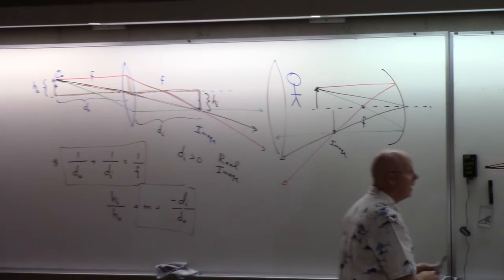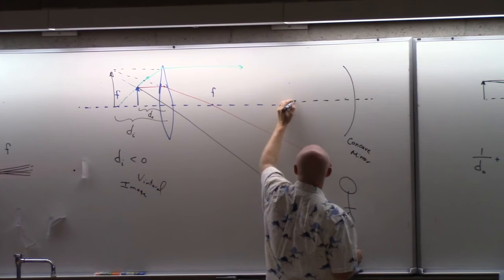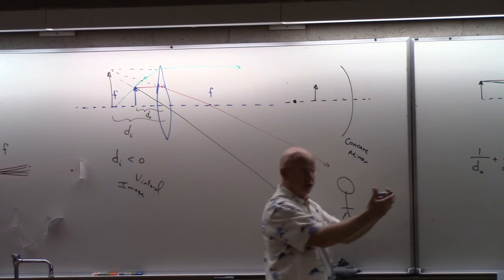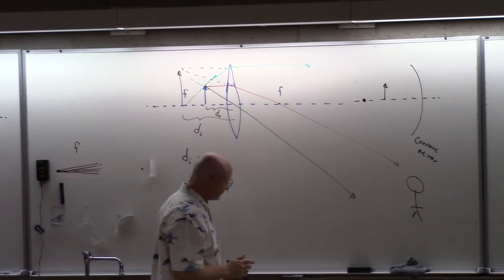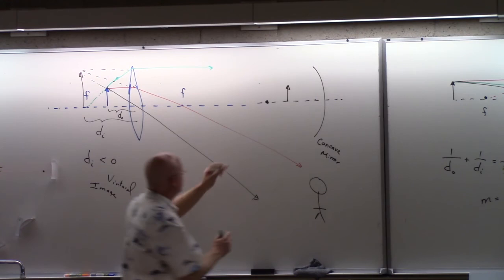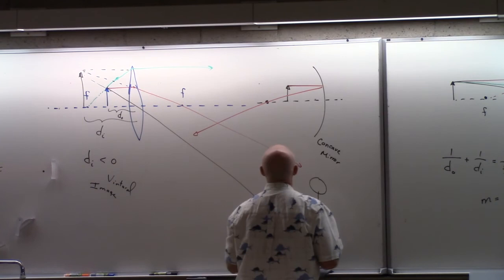Now, maybe I should try to draw these other ones real quick so that they match here. Let me come over here and say, all right, I've got my mirror over here. Let's say here's the center line. Let's say here's the focal point. Let me put my object closer to the mirror than the focal point. That's what we did for this lens. And let me draw my three rays. And I guess the first ray would go parallel and through the focal point.